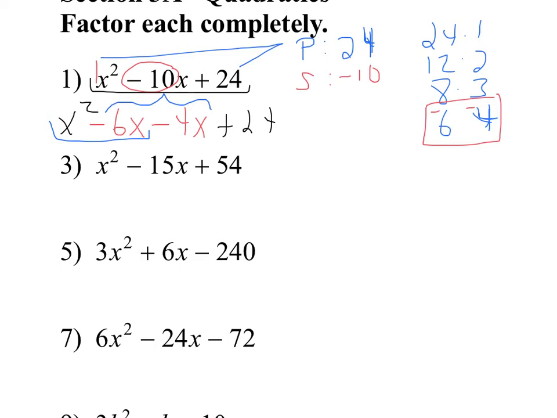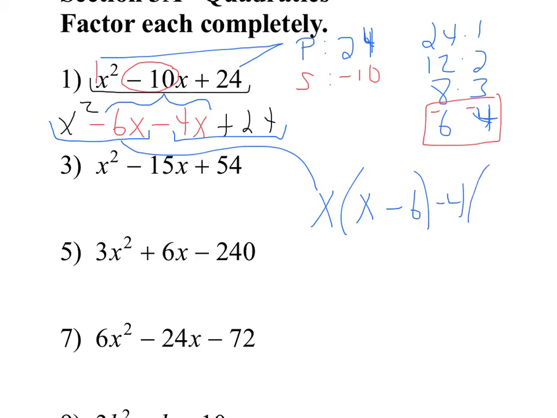What do they have in common? They both have an x in common. If I divide each one by x, I get x minus 6. These 2 are both divisible by 4, but since my front term is negative, I'm going to take out a negative 4. When I do that, I get x minus 6.